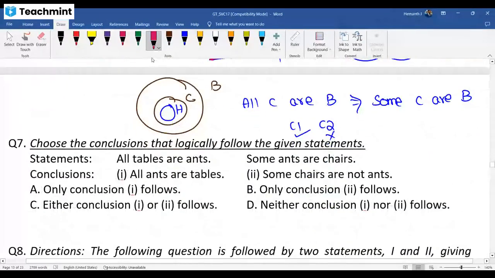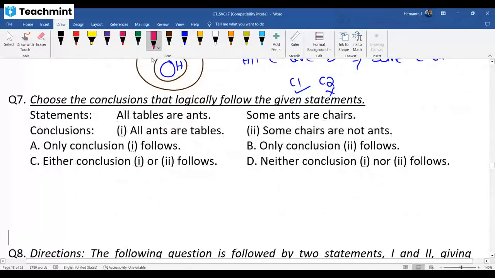Let's try this question. Next, one more question in that fashion, syllogisms, and then we'll switch to the other topic.